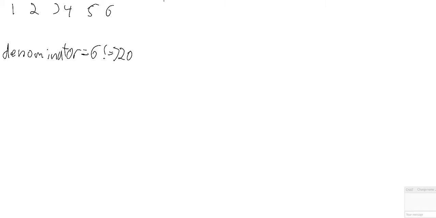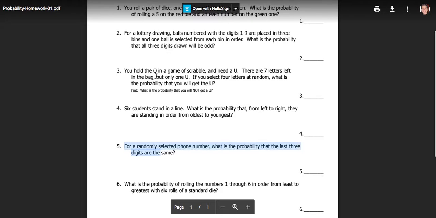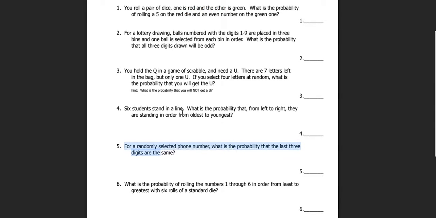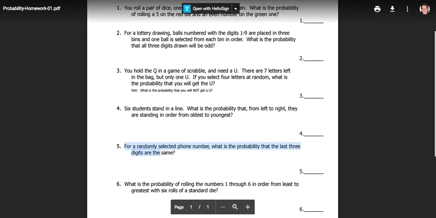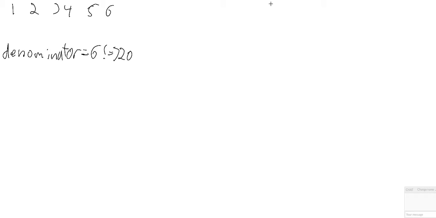But we want it left to right. That's one of the important parts. And they want it from oldest to youngest. So the top left would be the oldest, and the top right would be the youngest. Only one way would work out of 720 ways. Yeah, only one way, right? So that would be 1 over 720.